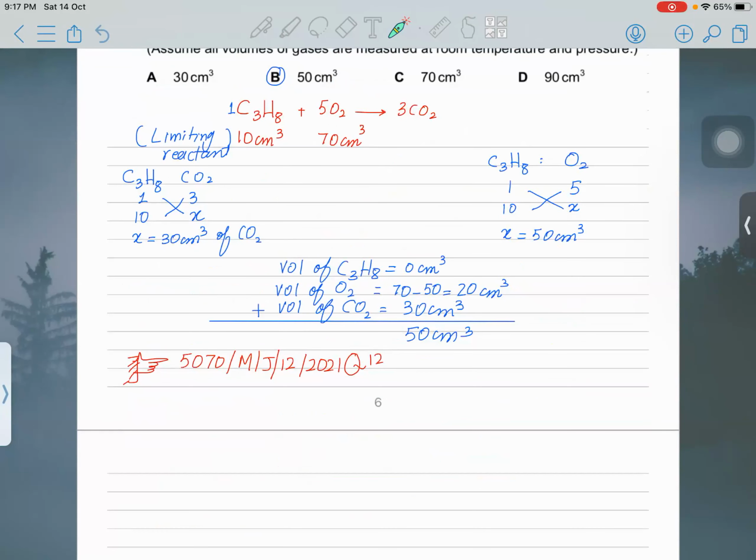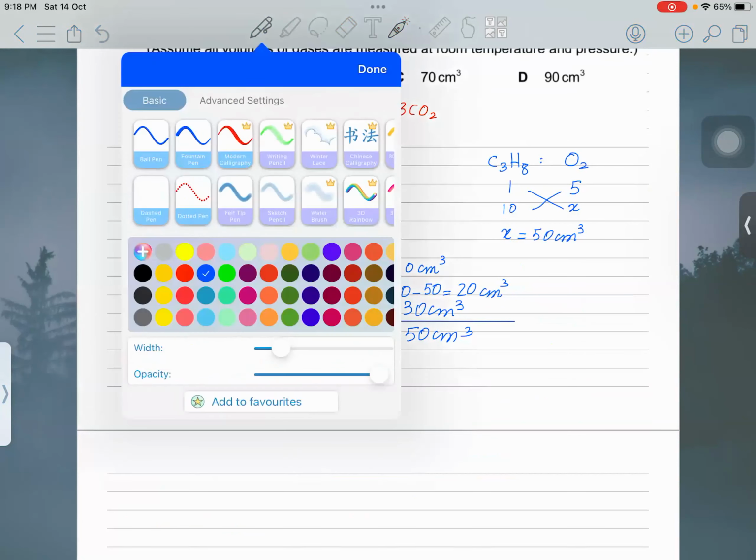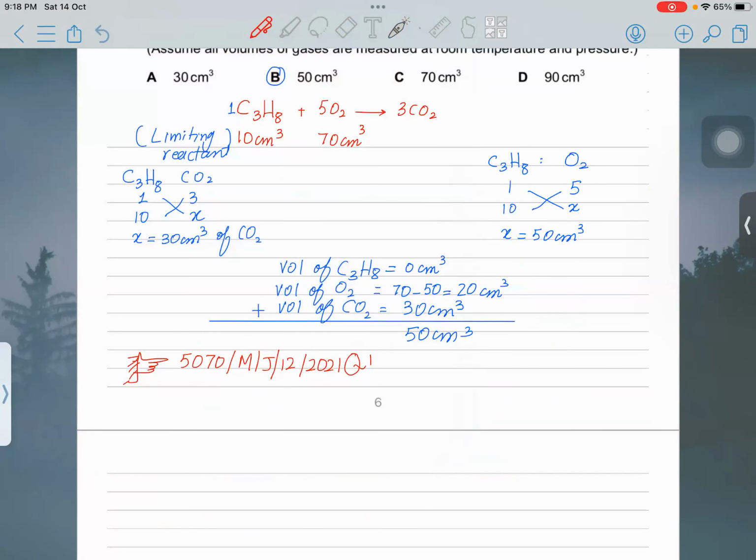Okay. Can I move to another question? Yes, sir. So O2 was 50 centimeter cube before. No, before it was 70. 50 centimeter cube is consumed. How do you know this? It is consumed because it is on the reactant side. You know that reactant is consumed, product is formed.